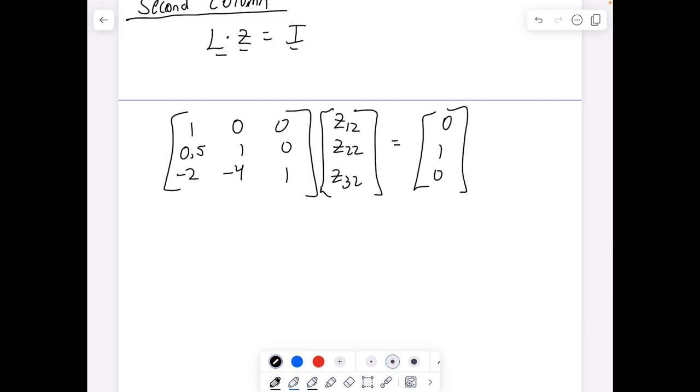So what do we learn? 1 times Z12 plus a bunch of zeros is equal to 0. That says that Z12 is equal to 0.